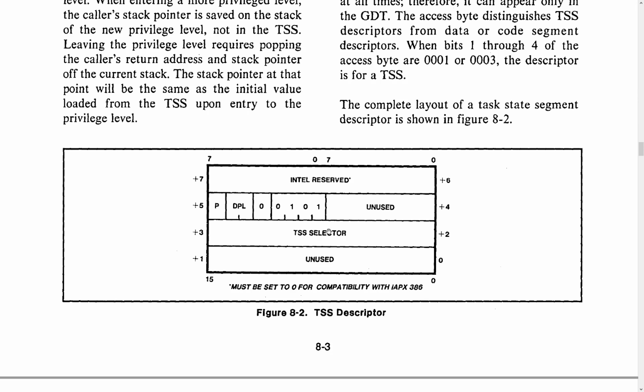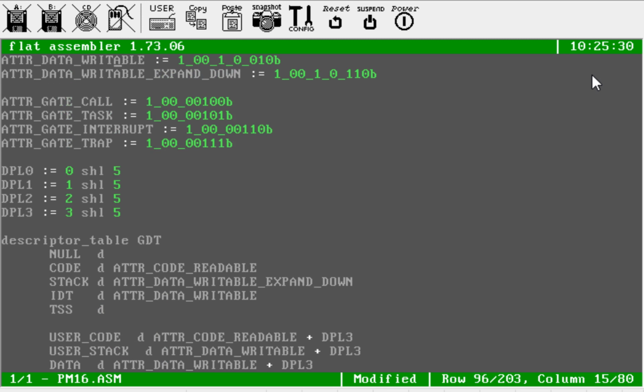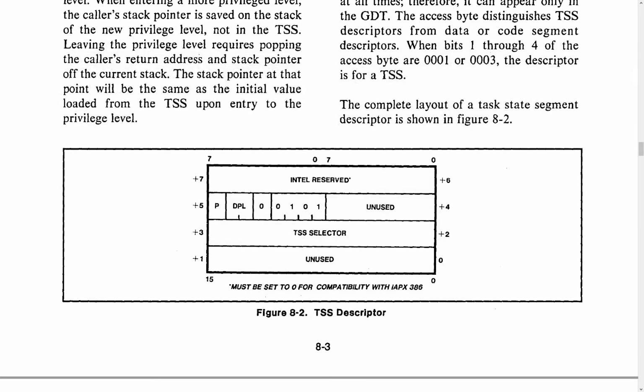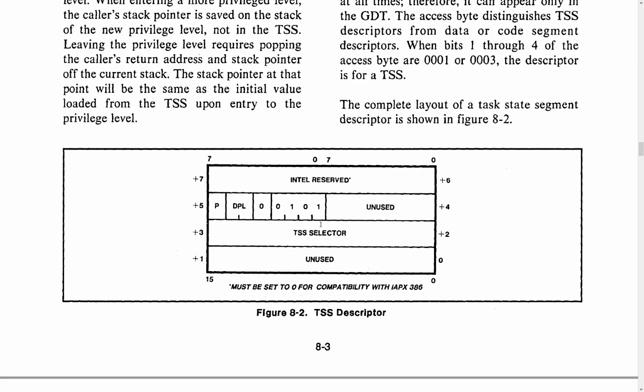In fact, if we take a closer look, this is a task gate. We already have attributes for the task gate defined. Then this is a mistake in the manual. This is a task gate descriptor, while this should be a TSS descriptor.